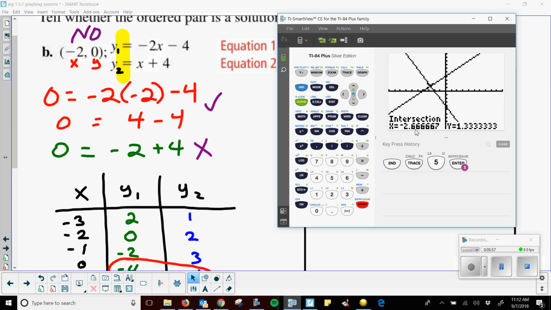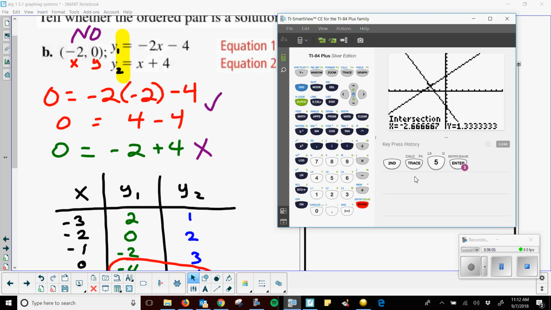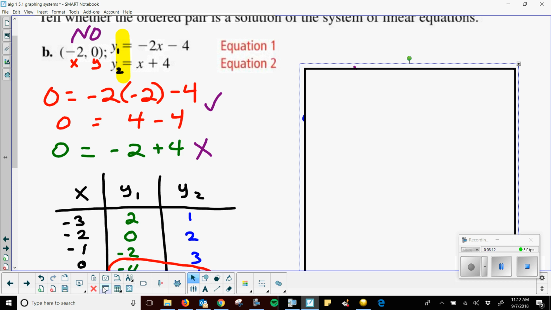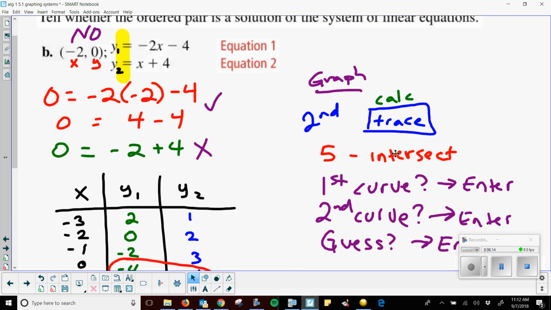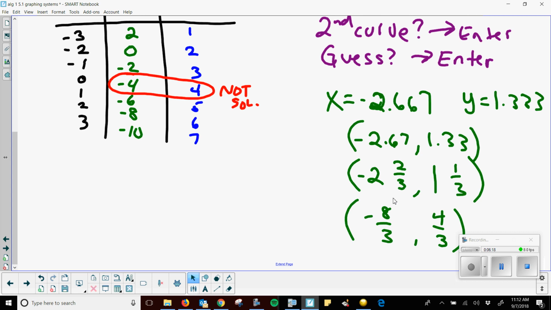Well, that's why we couldn't find it on a table, because it's decimals. So again, if you want to take a picture of this right here, that's how to get what's going on. Second, trace, 5, enter, enter, enter, and we get decimals. And decimals could be fractions or fractions. Like these are all the same, and you just got to be careful.